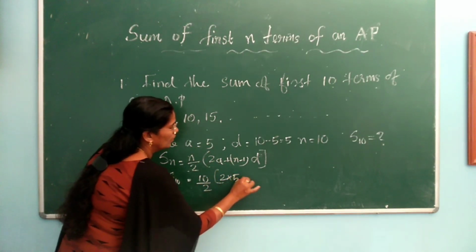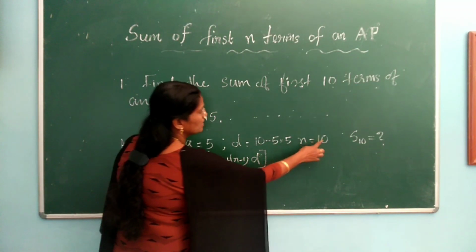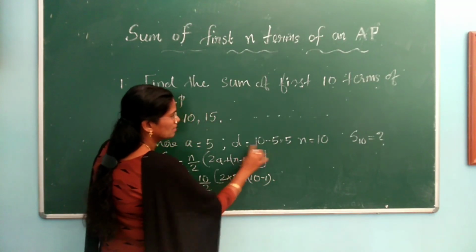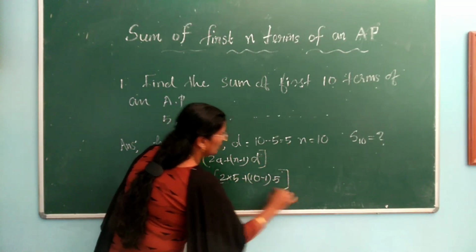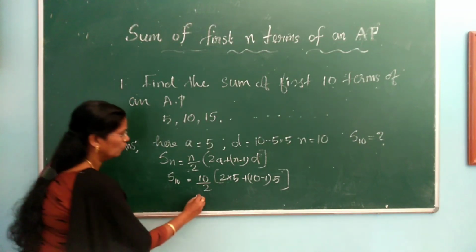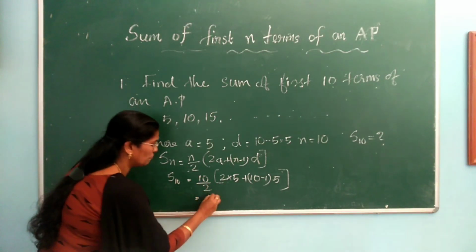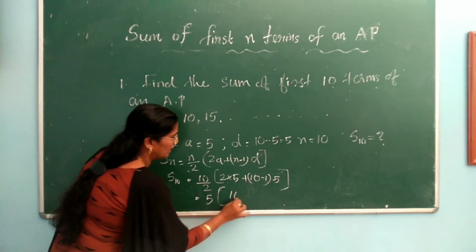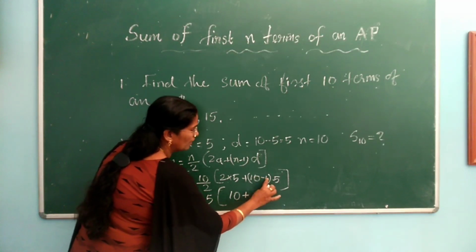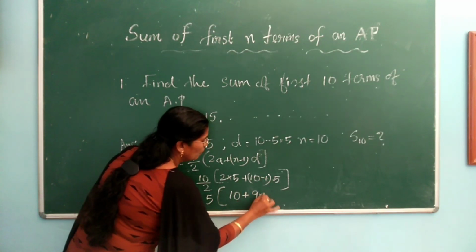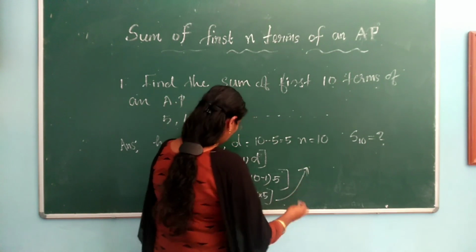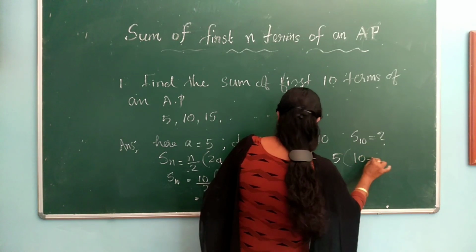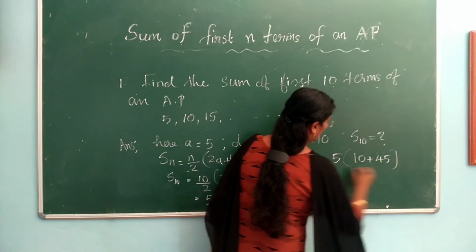That is 5, plus n minus 1. n is 10, so 10 minus 1, into d. d we got as 5. Close the bracket. Now, what is 10 by 2? That is 5 itself. Now solve here. 2 into 5 is 10 plus 10 minus 1, that is 9 into 5. That is equal to 5 into 10 plus 9 fives are 45.